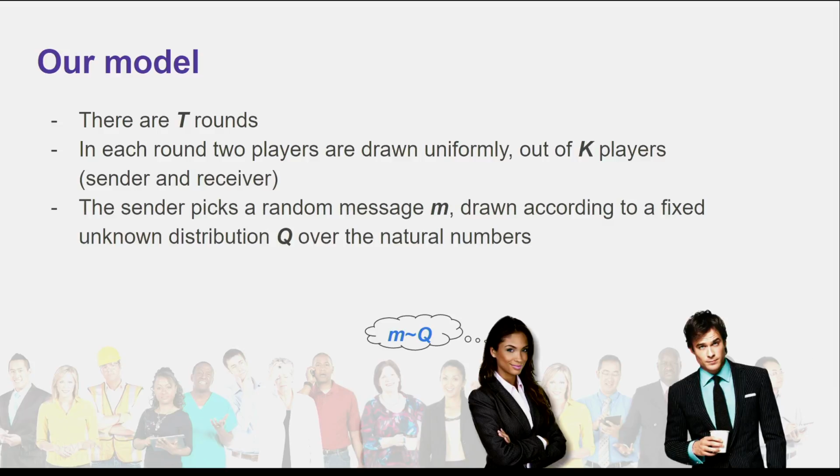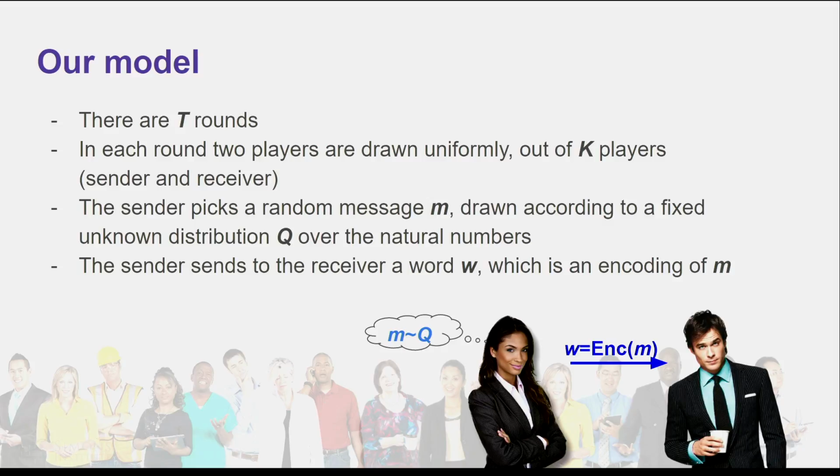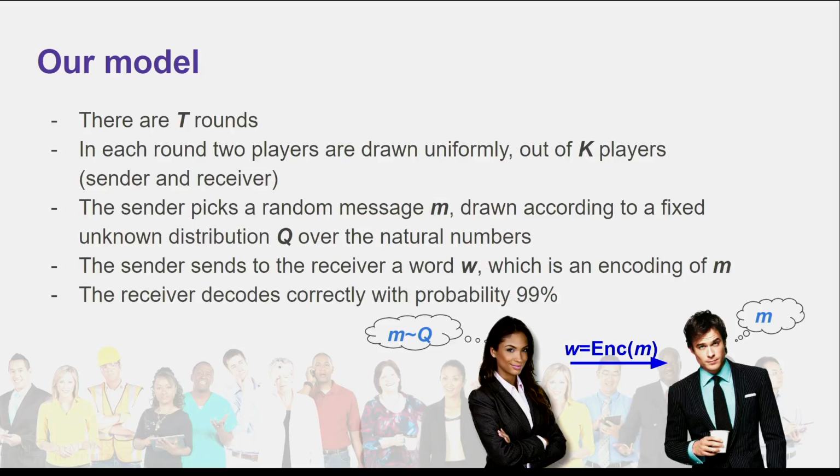The sender picks a random message M, drawn according to some fixed unknown distribution Q, which is our context, over the natural numbers. So we are not even assuming the number of possibilities we want to communicate is finite. And then the sender sends to the receiver some word W, which is the encoding of M. And we want the receiver to decode it correctly with probability, let's say 99%.